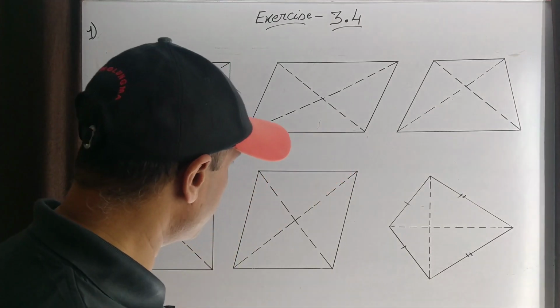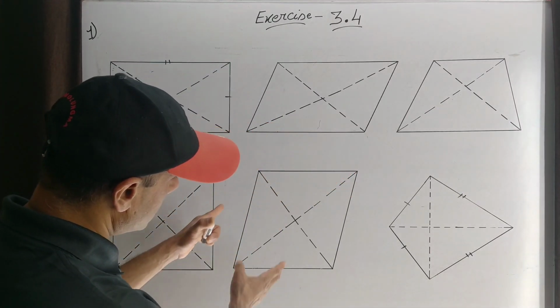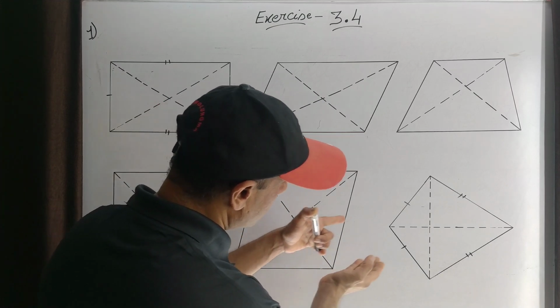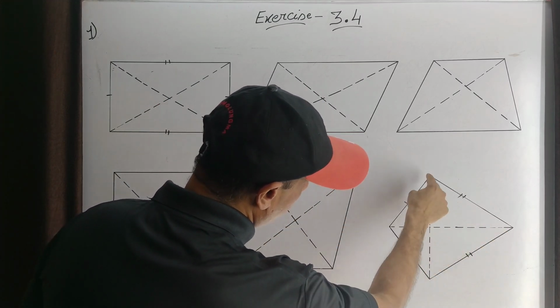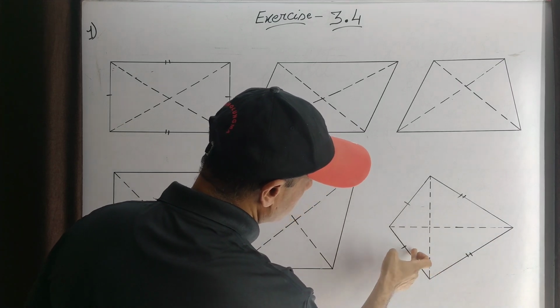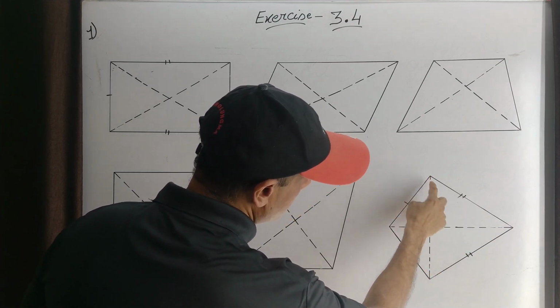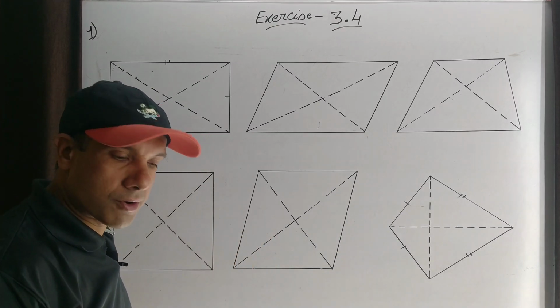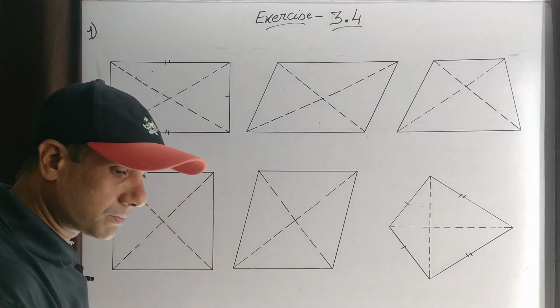All rhombuses are kites. Now this is a rhombus where all four sides are equal. If this side is also equal to this side and this side is also equal to this side, this figure will somehow look like this, which would satisfy the definition of a kite. So this statement is also true.